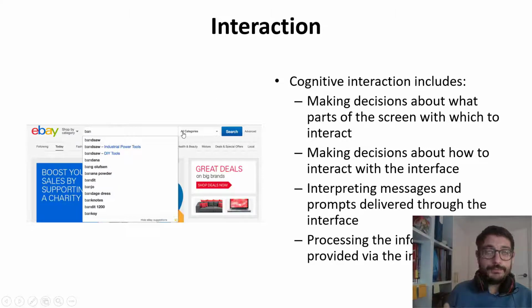And there are some tricks to it. For example, think about eBay or any search engine. The one thing that you can do is, for example, you start typing and then you start getting a collection of things. That is still cognitive, because what you're trying to do is play with the brain of your user and say, I already know what you want to look for. So this is one very key example as well.